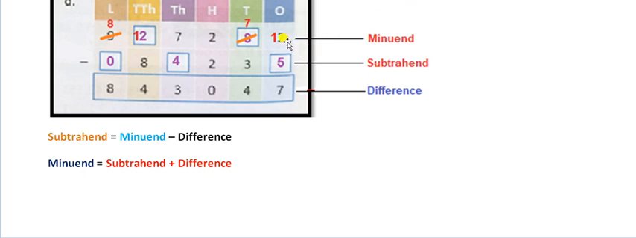Now minuend is given and difference is given, so you can make a view here. Minuend is given and difference is given. See here, when minuend and difference are there, I want to calculate subtrahend. So let us see. Minuend number is 2 and the difference number is 7. So I can't get the answer by subtracting 7 from 2.